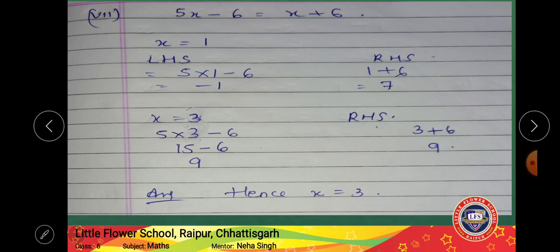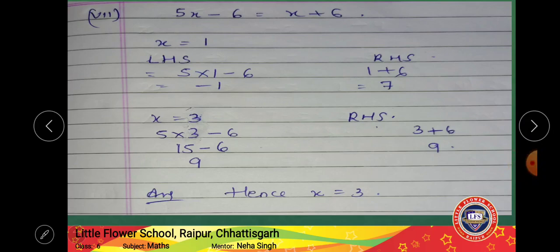So next, we can try for the value x equals 2, or we can skip 2 and try for 3. Like this, we'll have to jump the numbers and solve. If we put and solve each and every number, it will be a lengthy question.